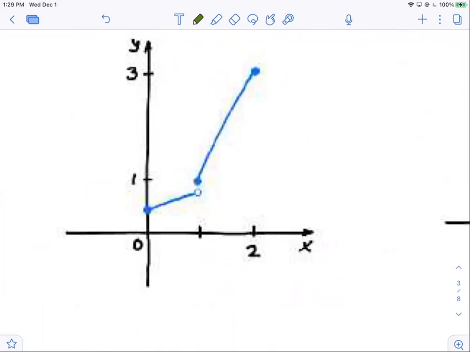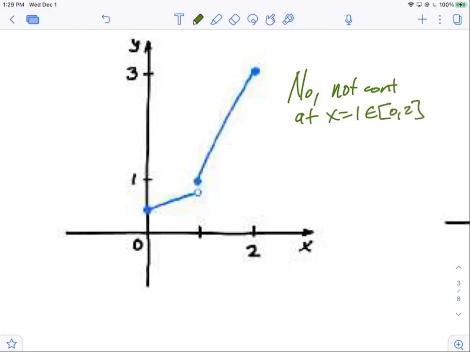EVT applies, yes or no? No, it's continuous at the endpoints, but it's not continuous at x equals 1, which is in the interior from 0 to 2.